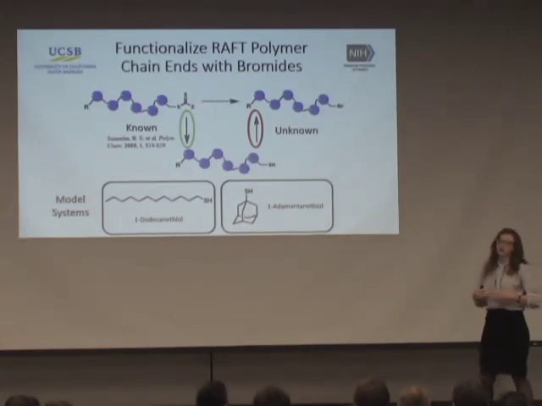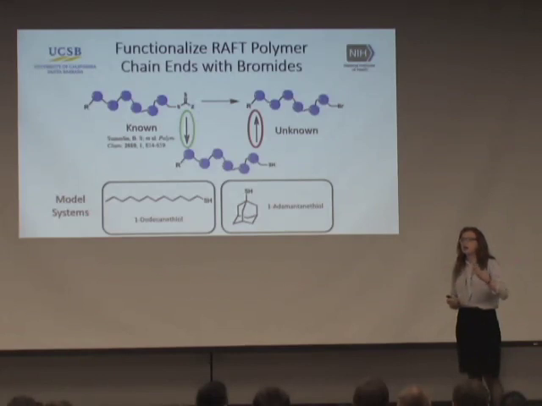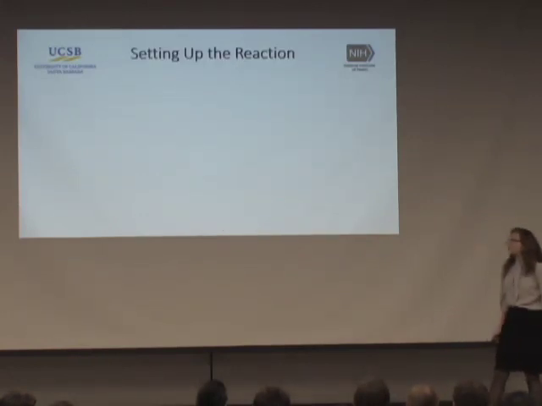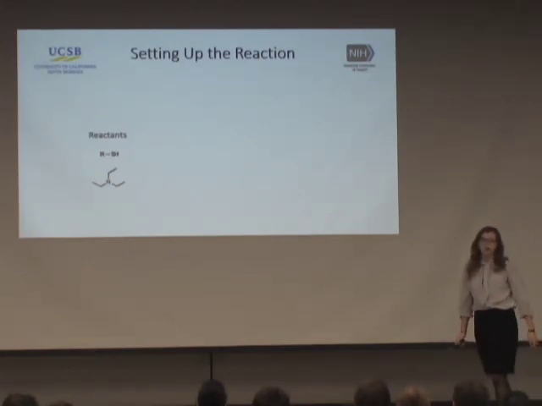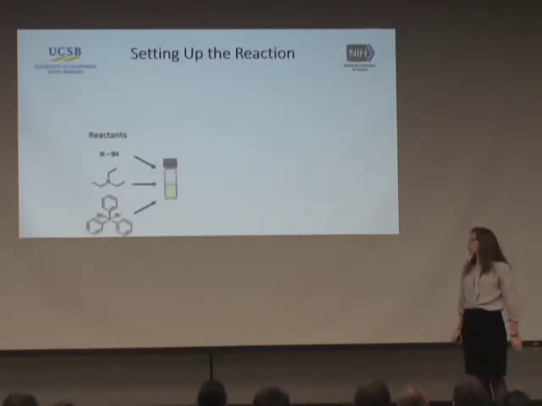Because polymers tend to have other functional groups or side chains hanging off of them, this again represents polymers and is closer to the system we are using. But how we do this is we take our reactants: our thiol, our base, in this case triethylamine, and our brominating agent, triphenylphosphine dibromide.